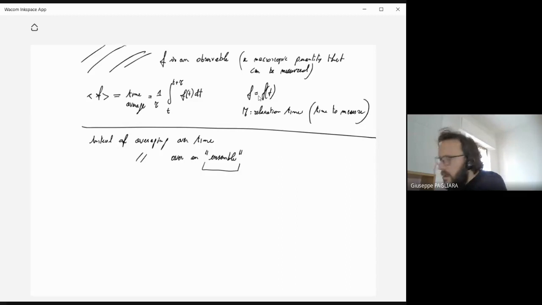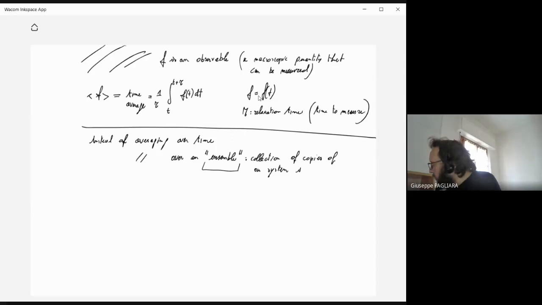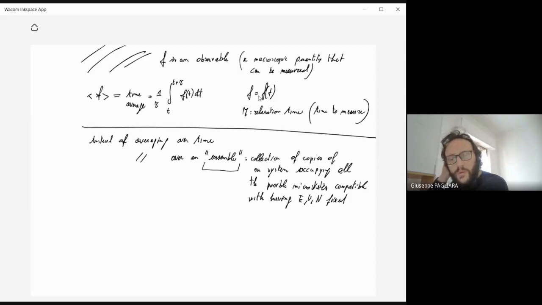What is this ensemble? Ensemble means a collection of copies of our system, each of them occupying a single microstate compatible with the E, V, N constraints. So, a collection of copies of our system occupying all the possible microstates compatible with having E, V, N fixed, which is the quantity that I was introducing before, this omega.